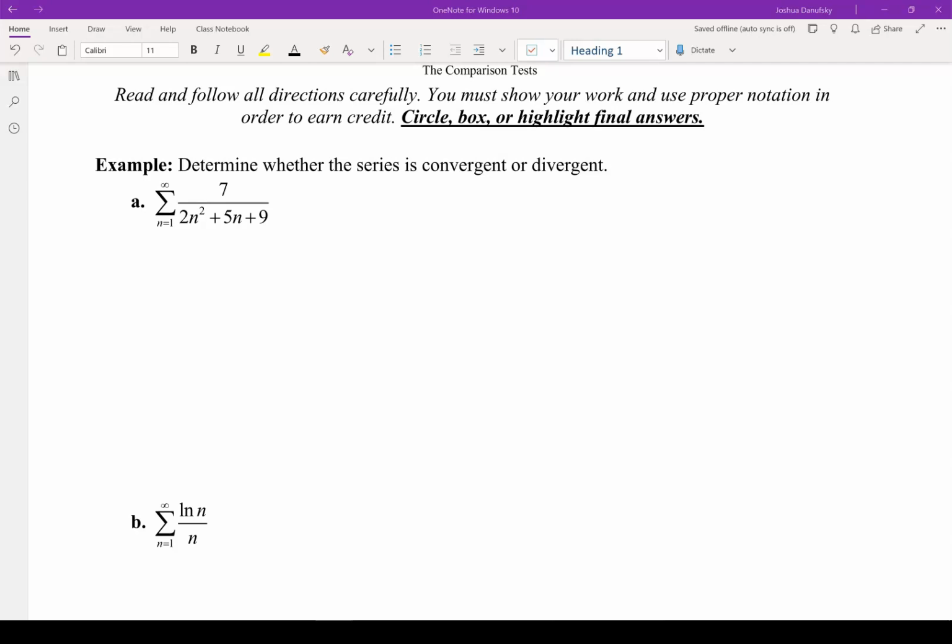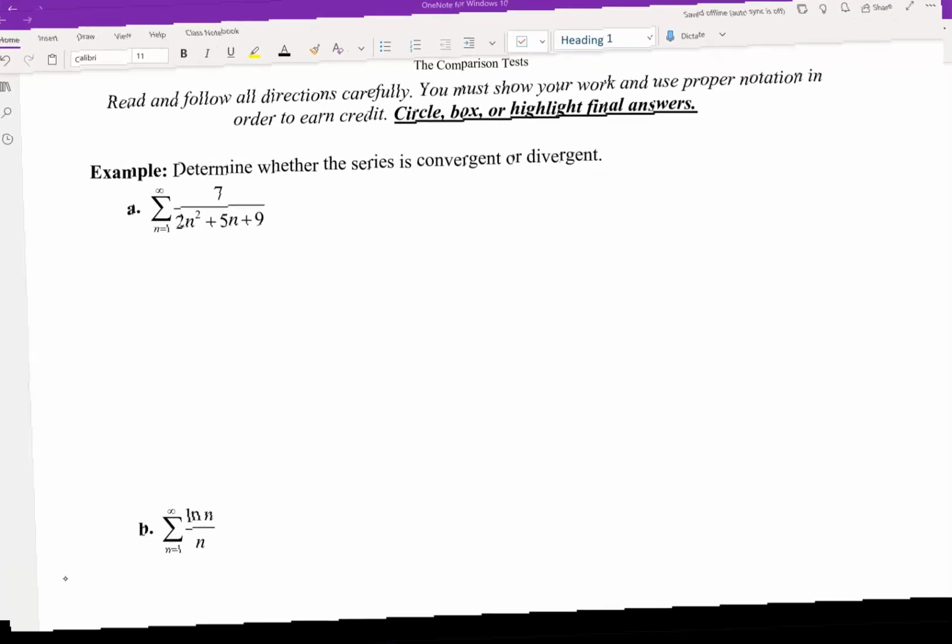In this video, we're going to get some practice using the comparison test and the limit comparison test. In both cases, the idea is to compare a given series with a series that is known to be convergent or divergent. Most of the time, the series we will choose for comparison will be a p-series or a geometric series.